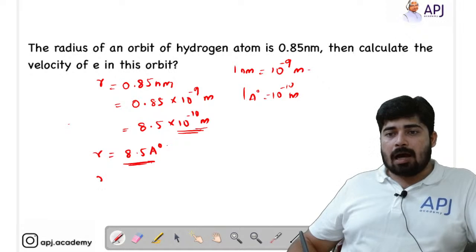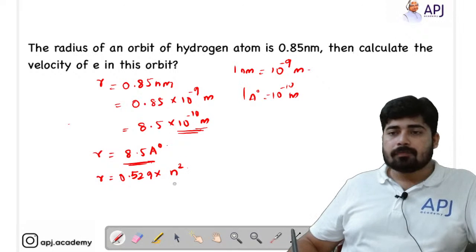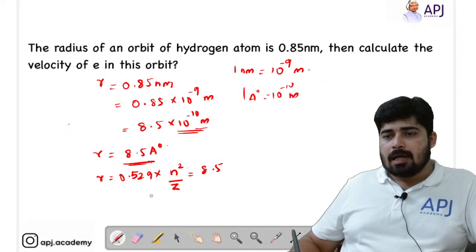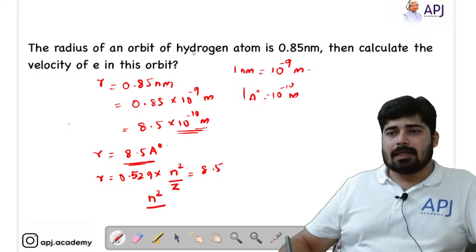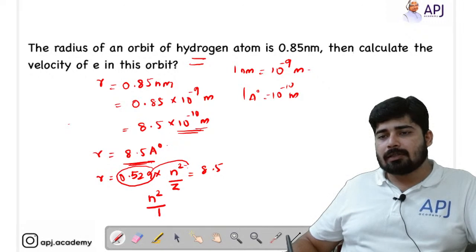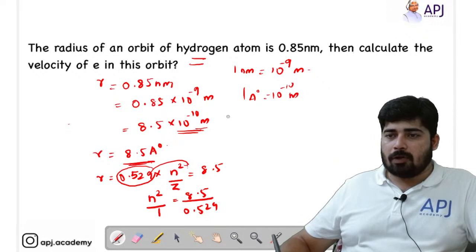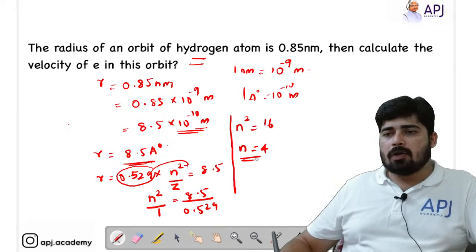So, we know the equation r is equal to 0.529 into n square by z, right? The value of r is 8.5 Angstrom. We can substitute that, and n is what you have to find out, n square by z. What do you mean by z? Here it is a hydrogen atom, so z will be 1, and I can take this 0.529 to the RHS, so n square will be equal to 8.5 divided by 0.529. So we get n square equal to 16 after dividing 8.5 by 0.529. So, n is equal to 4.